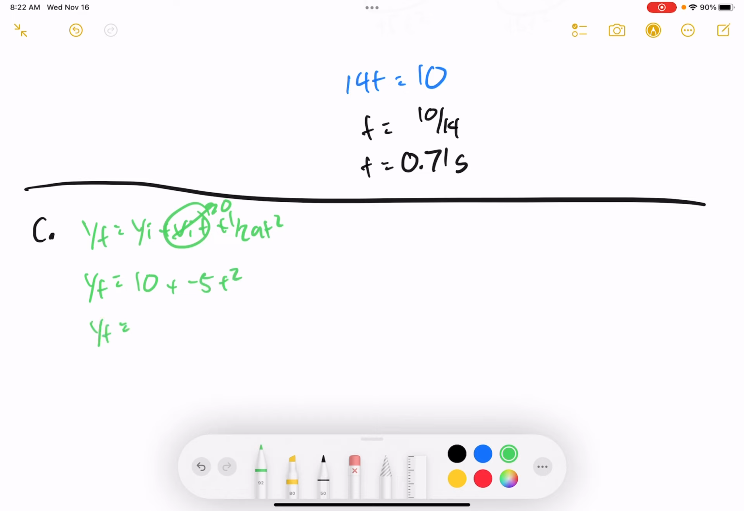So I have yf equals 10 plus -5 times 0.71 squared. Let's go ahead and calculate that. So 5 times 0.71 times 0.71 equals 2.5205, so we have 10 minus 2.5205 equals yf. The final position of both of them is just going to be 10 minus that number. So we get 7.47, and that will be my final position.